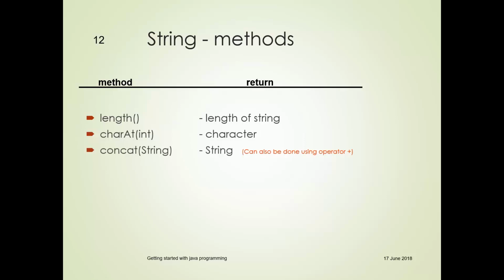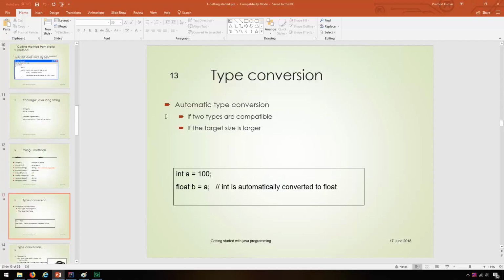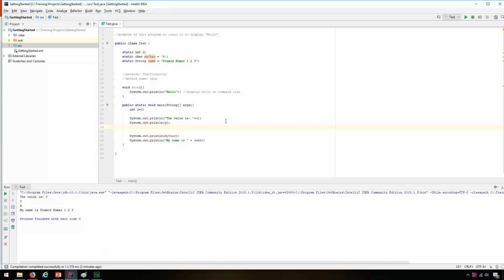Just now I showed you how we concatenate two strings by using the plus sign, but the String class also provides a method called concat. We can also use this method. The equals method is used to compare two different strings to see if they are equal or not. We check the position of a particular character in a string by indexOf. If you want to convert the case of the text, to uppercase or lowercase, we have two methods, toLowerCase and toUpperCase. Let's see how to do that, the various methods.